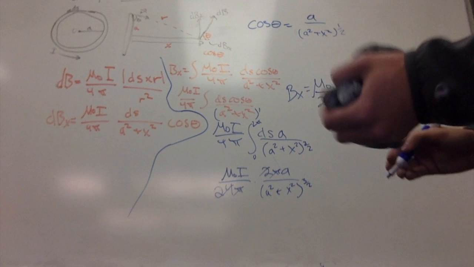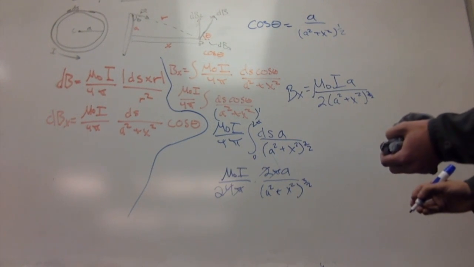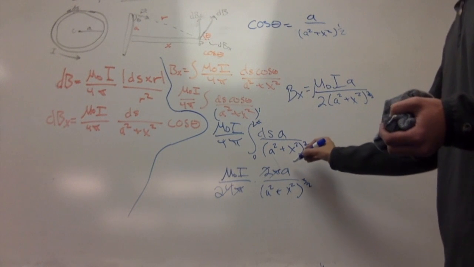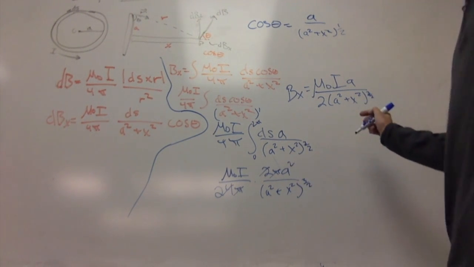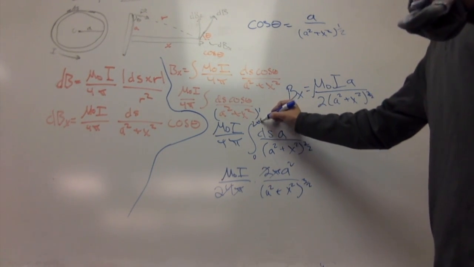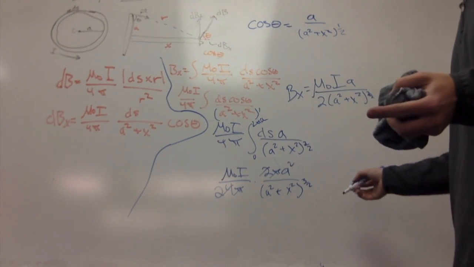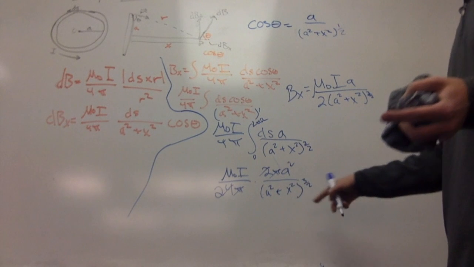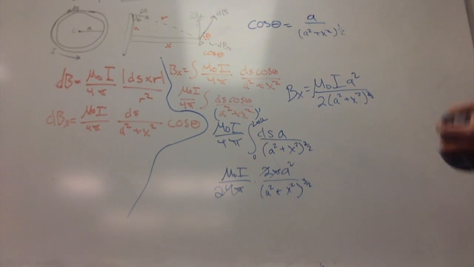Let me double check. This is supposed to be a squared, because we're integrating over the circumference, which is 2 pi a. So there should be an extra a here, making this a squared. There you have it. That is our answer.